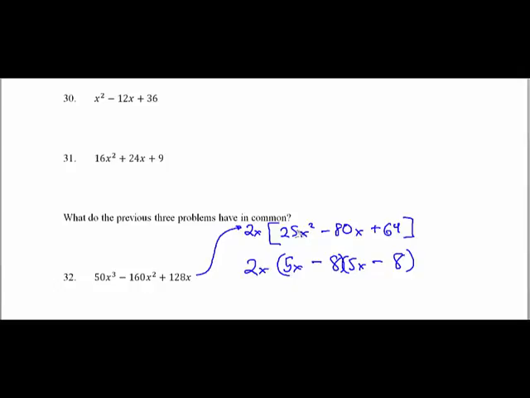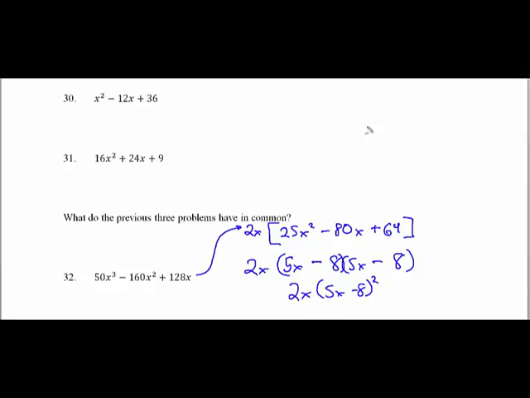Now you will see some answers in the back of some books write this as 5x minus 8 quantity squared. The reason why I don't do that is because in the next chapter, Module 12, we are actually going to want them separate for possible simplification, or canceling as you might say.